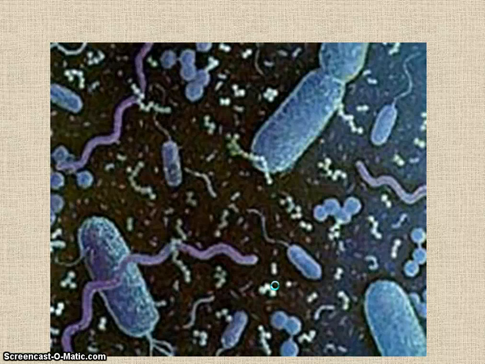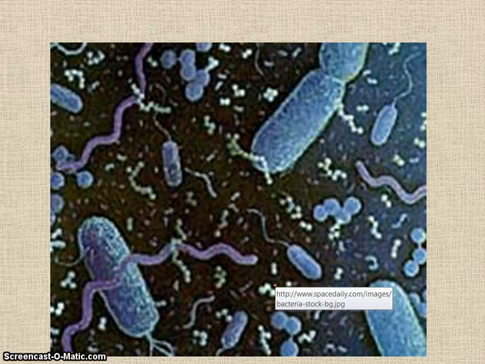This is showing you that there are three main shapes of prokaryotic cells or bacterial cells. You have circular, you have rod, and you have spiral. And we will talk more about this when we talk about the kingdom Monera, or the bacteria kingdom.